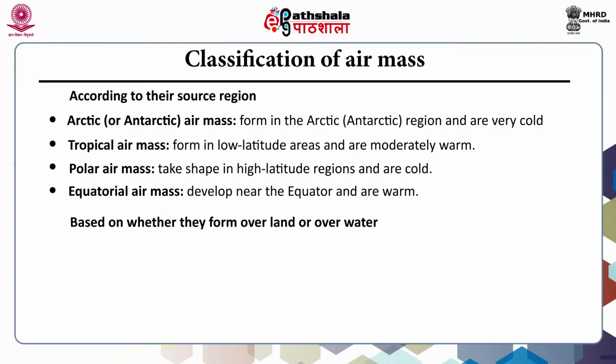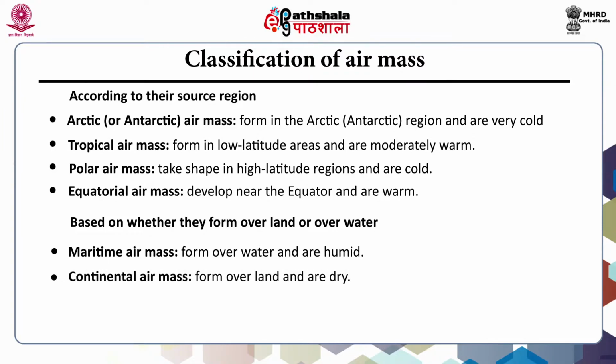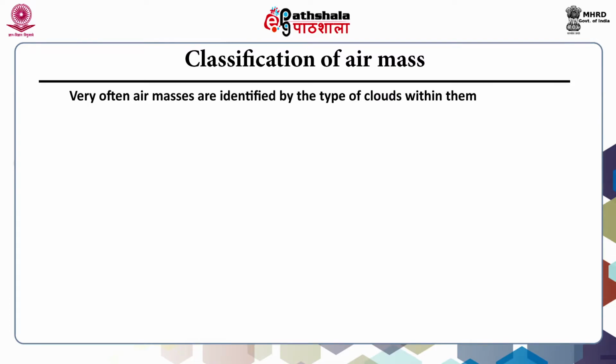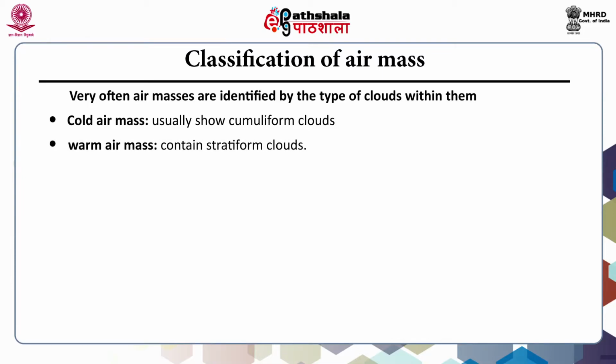Based on whether they form over the land or over the water, they are classified as maritime air mass and continental air mass. Maritime air masses form over the water and are humid. Continental air masses form over the land and are dry. Very often these air masses are identified by the type of clouds within them, like cold air mass and warm air mass. The cold air mass usually shows cumuliform clouds, and the warm air mass contains stratiform clouds.